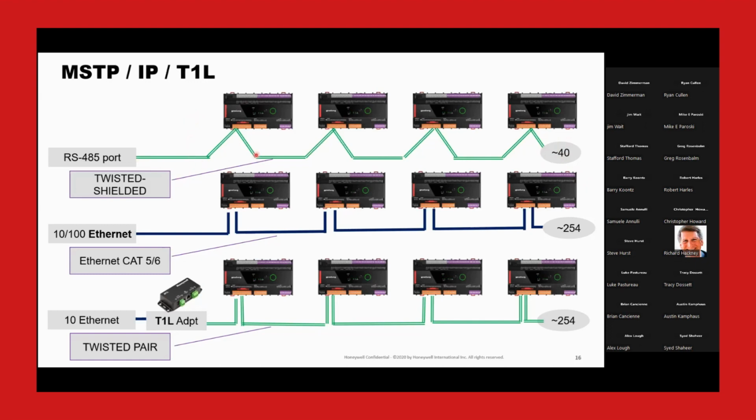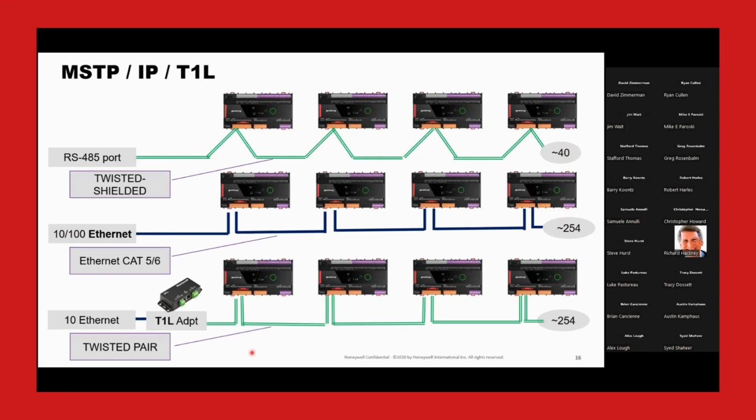The connection is a daisy chain only, and it's a twisted shielded cable, and the speed, as we know, is about 78 kilobaud. Ethernet, if you were to do a daisy chain, because we're doing an apples to apples comparison here, normally you wouldn't do a strict daisy chain with Ethernet, but if you did, one of the advantages, of course, is the speed. We're running at 10 or 100 megabit, and we're not limited to 40. In theory, you have 254 devices on a daisy chain.